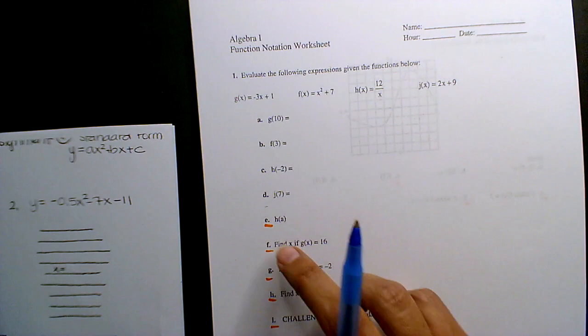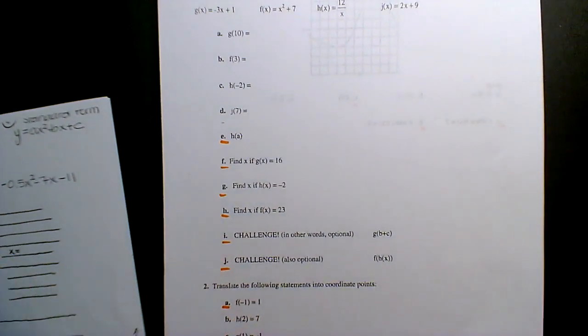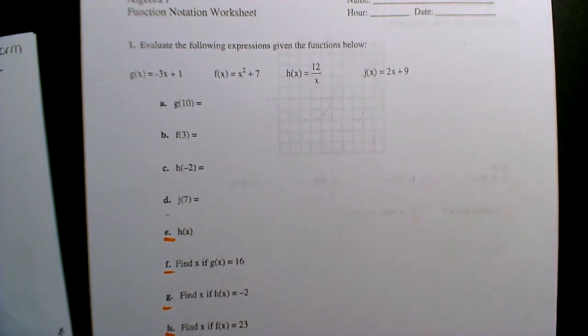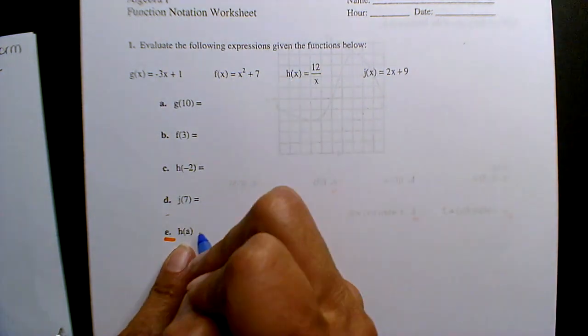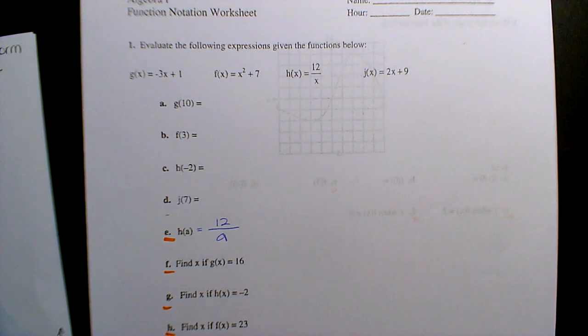Okay, so H of A, if we're asking you to substitute another variable, then find H of X is 12 over X, so it's just 12 over A. That's it. You're just replacing. It doesn't matter what it is. You're just replacing, right? Okay.